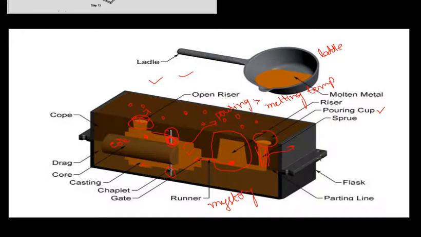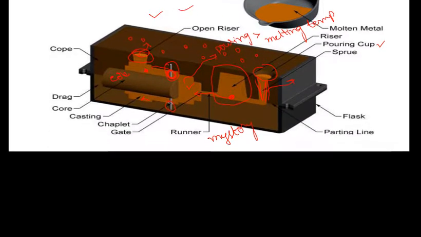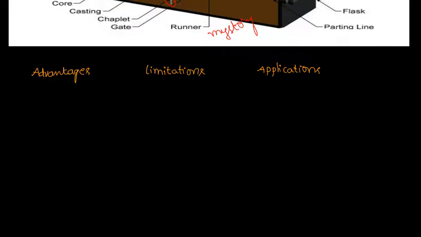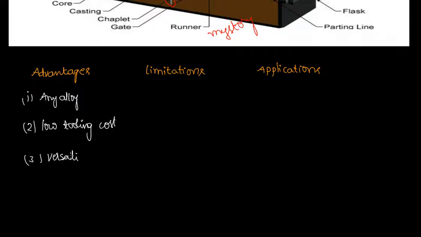So now we have learned how to do sand casting. Very easy, very simple, I know. Now we will see some advantages of sand casting, and limitations and applications also. So what are the advantages? The first advantage is that any alloy can be sand casted, right? The second advantage is low tooling cost. The third advantage is versatility. Versatility means size, weight, and shape.